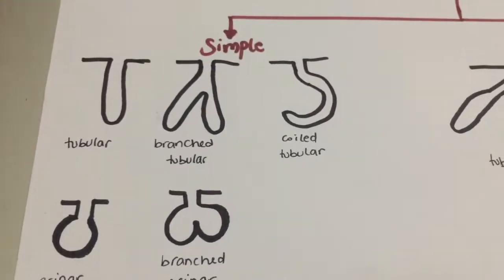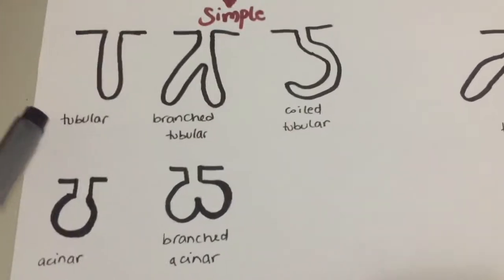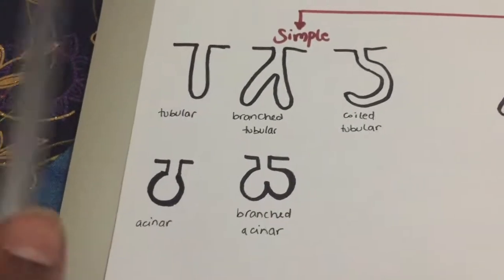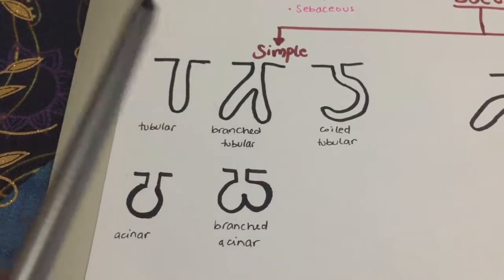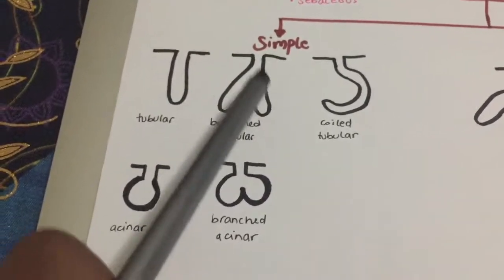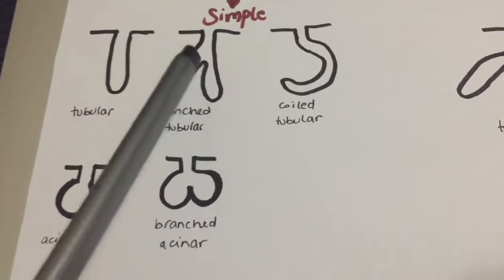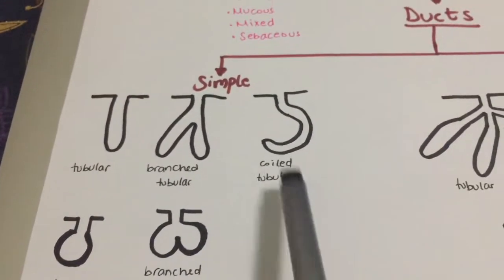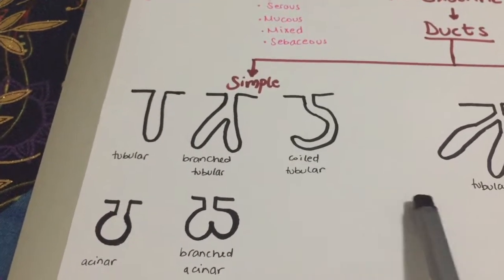Okay, now we're going to be talking about the simple. For the simple, there's simple tubular, so it's just a tube and one duct. There's simple branched tubular. It's simple, so it's one duct. It's tubular, so they look like tubes, and it's branched, so the cells themselves are branched. There's more than one tubular cell, but there's not more than one duct. There's coiled tubular, so it's simple. Again, there's one duct, and it's coiled.